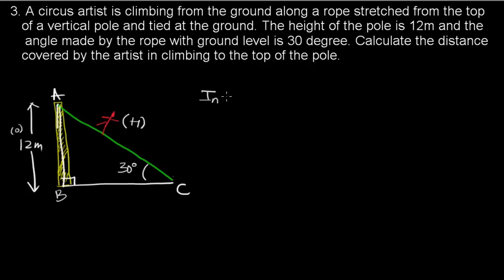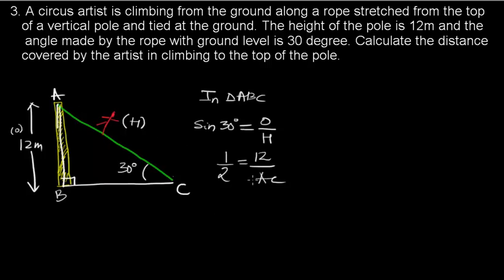So in triangle ABC, opposite upon hypotenuse is equal to sine of the angle. Here the angle is 30 degrees. So sine 30 degrees value is 1 upon 2, equal to opposite upon AC. So opposite is 12 and the hypotenuse is AC.